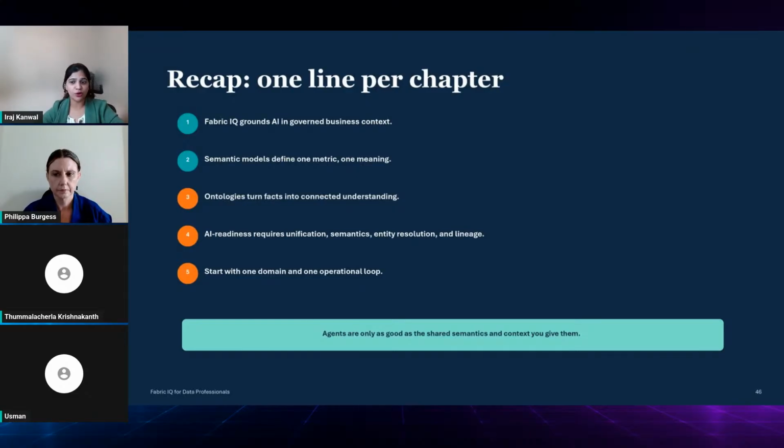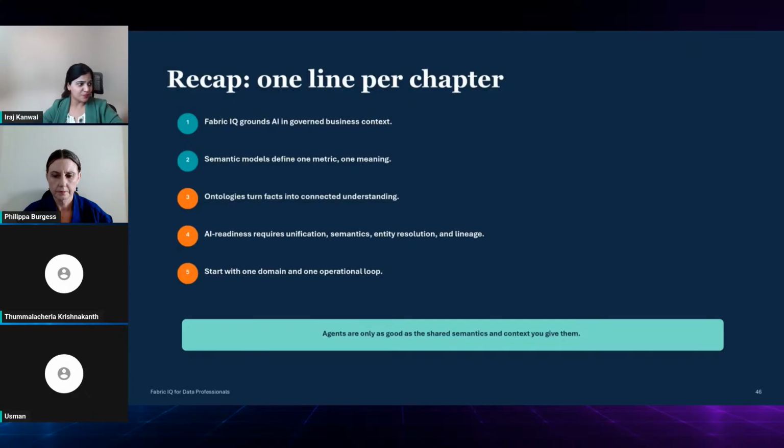So the most important sentence is: your agents are only as good as the shared semantics and the context you give them. If the context is fragmented, if the metrics are fragmented, the agent can scale fragmentation. If the context is governed and connected, the agent can reason more safely and usefully.